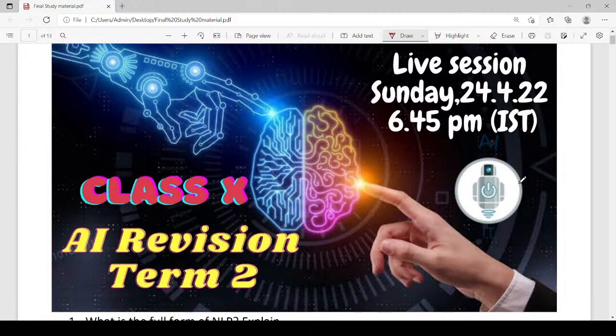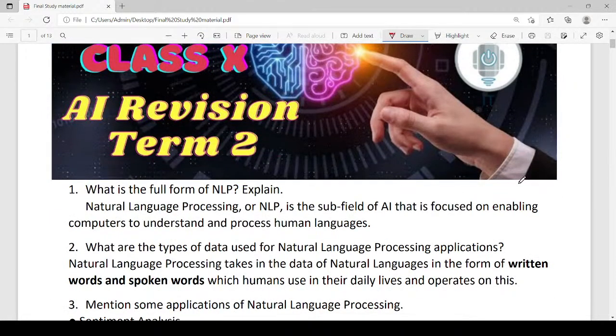So today we are going to look into two chapters. One is natural language processing and the other one is evaluation. I'm sure you all have gone through the portion thoroughly. So let's have a quick revision. Now the first question in front of you is, what is the full form of NLP? You can post it in the chat section.